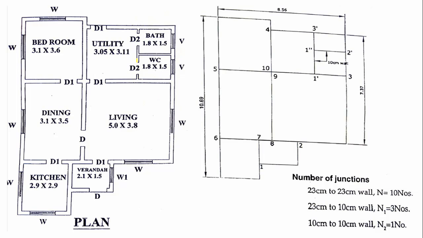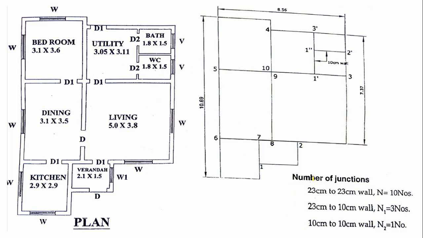Then next, you can see this is a 10 centimeter wall and this is a 10 centimeter wall. Our aim is to calculate the 10 centimeter to 10 centimeter wall junction. Therefore this is 10, this is 10, here we will get the junction. So only one junction we are going to have in this case. So these are the number of junctions in the building.